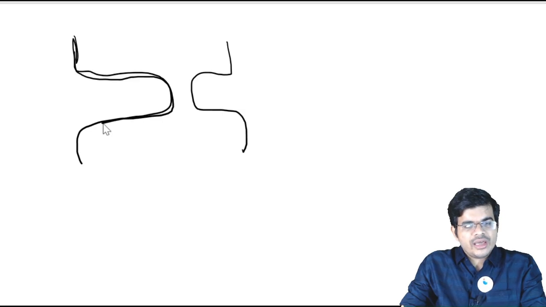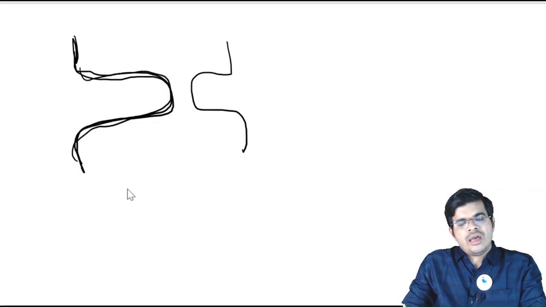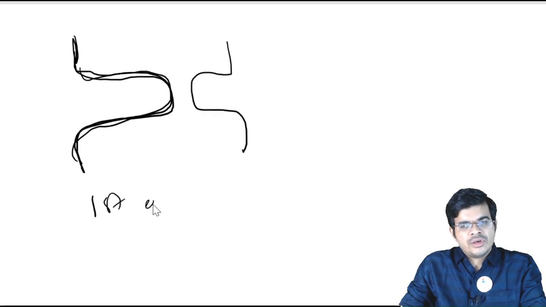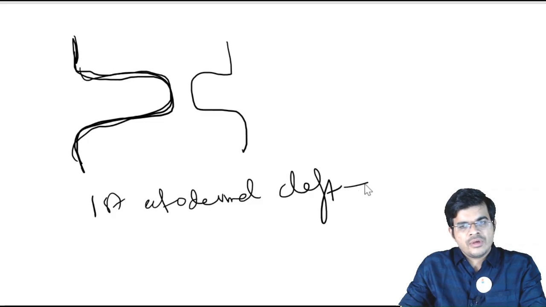So here, as you can see, the first ectodermal cleft is going inward and into the first endodermal pouch, and yes, it is this first ectodermal cleft that leads to the formation of EAC.